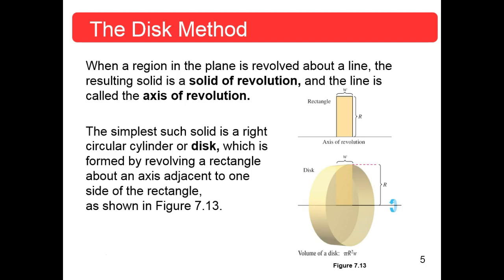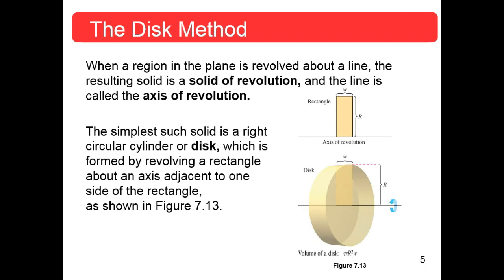And what's the volume of a disk? I'd rather call this a right circular cylinder, because that's what we're used to calling it. It's the area of the base, which is pi r squared, and that is your capital R there, times the height, which is your W. Your right circular cylinder like that. So that volume of the disk is pi r squared times the height.